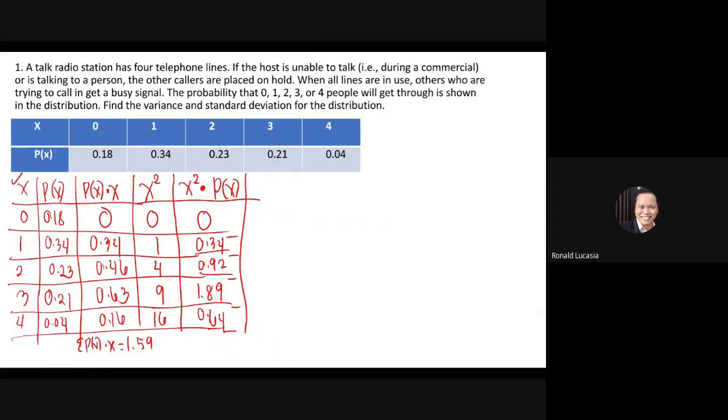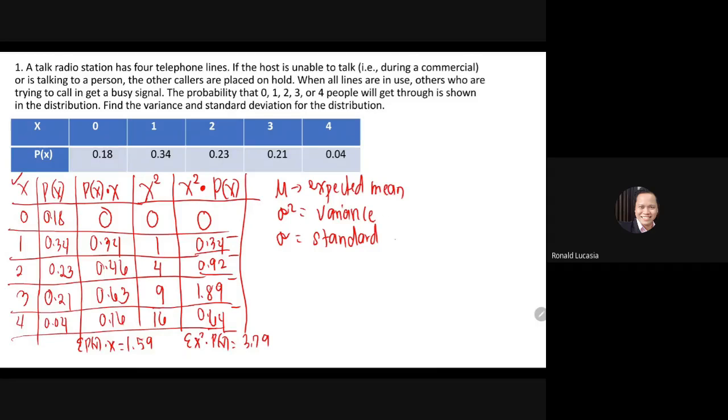So we have here the summation of x squared times p of x is equal to 0 plus 0.34 plus 0.92 plus 1.89 plus 0.64. The answer to that is 3.79. So this is the symbol for the expected mean. This is the symbol for the variance. And this is the symbol for the standard deviation. So basically, based on our table, our expected value is 1.59. Our variance is equal to 3.79. And then, how do we get the standard deviation? Paano kunin yung standard deviation?